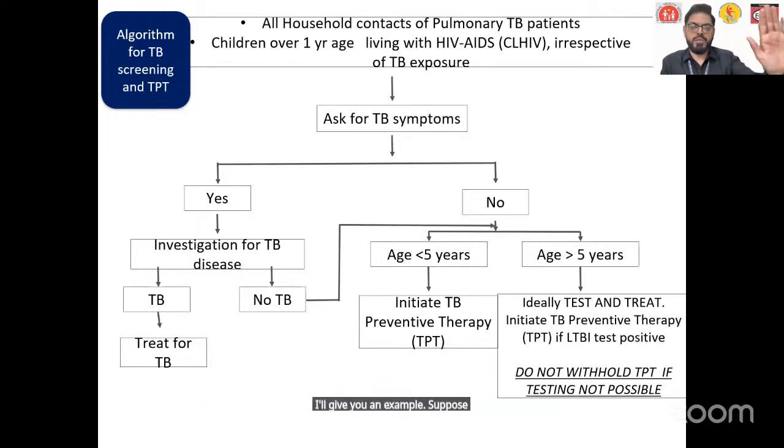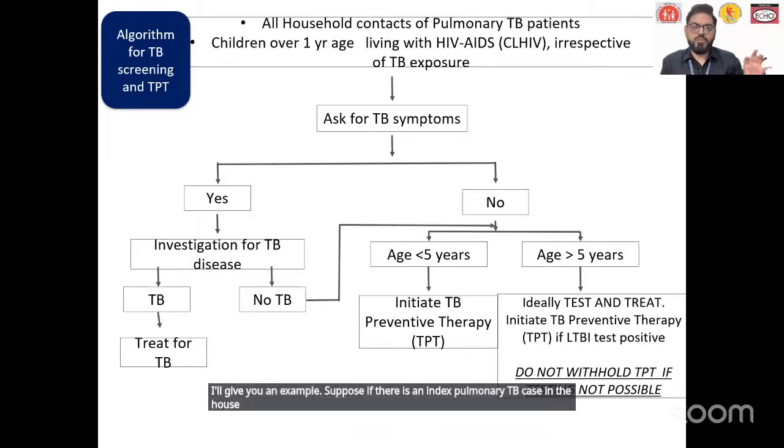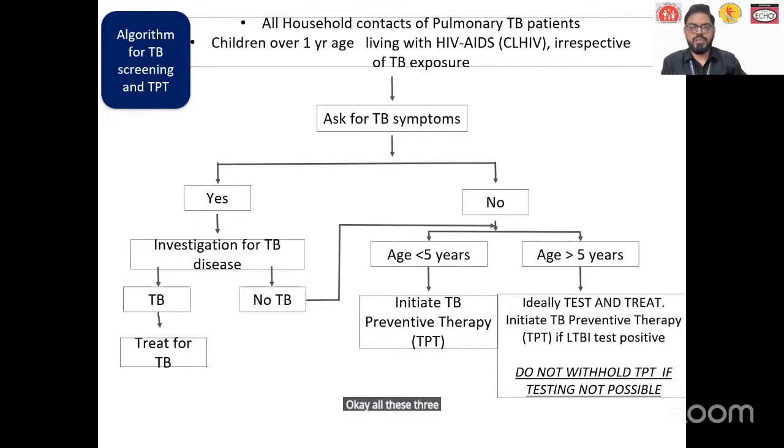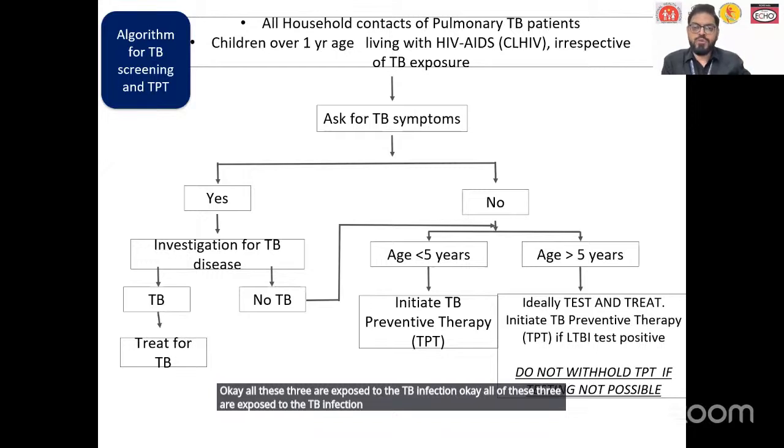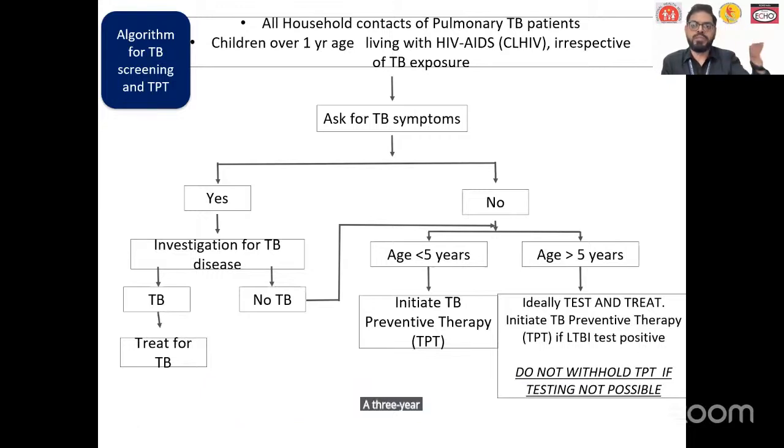Suppose there is an index pulmonary TB case in the house, there is an 8-month-old child, a 3-year-old child, and a 12-year-old child. Okay, all of these three are exposed to the TB infection. An 8-month-old child has a 50% risk that he will go into an active TB. A 3-year-old child has a 25% risk that he will go into active TB, and a 12-year-old child or an adult has just a 5 to 10% risk that he will develop active TB.